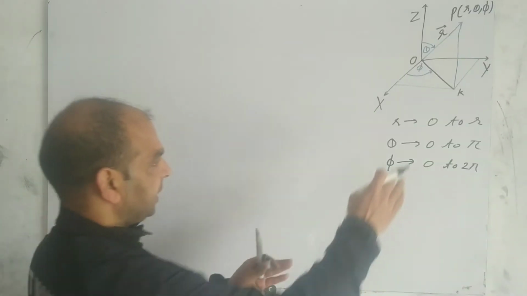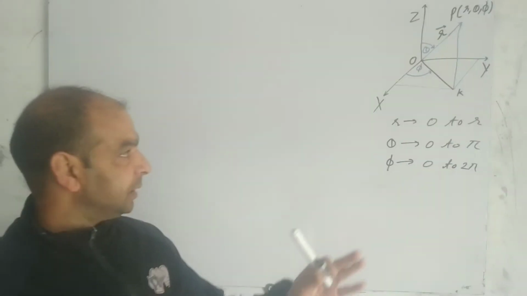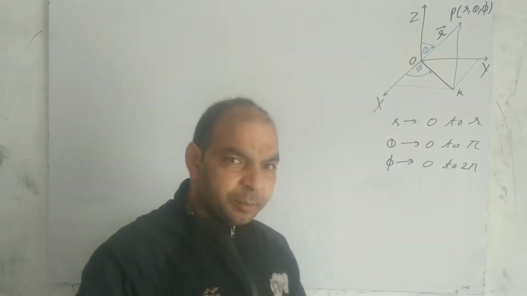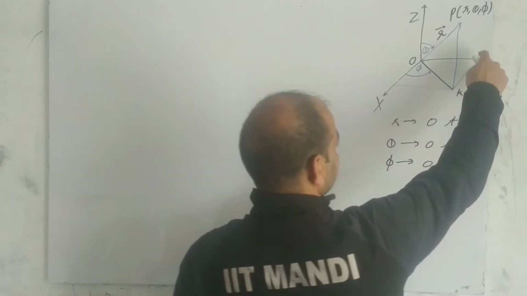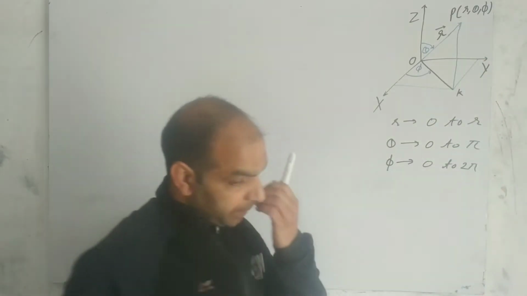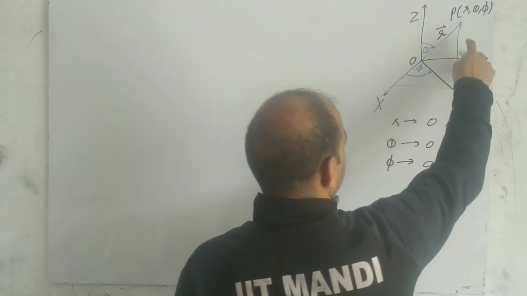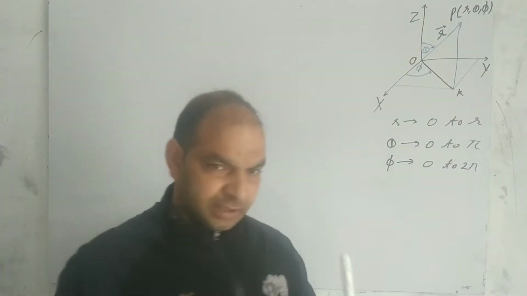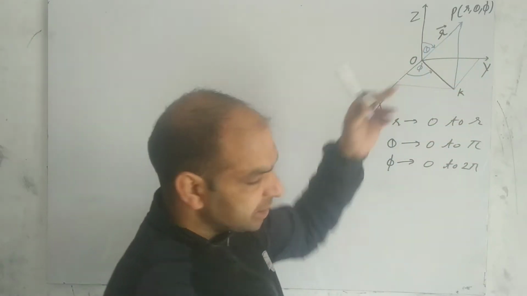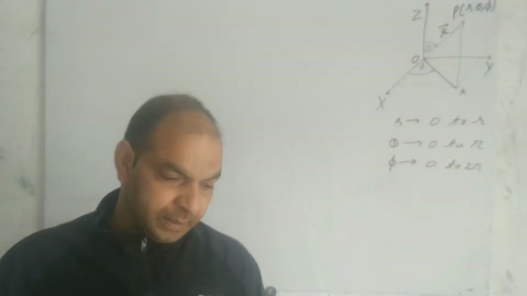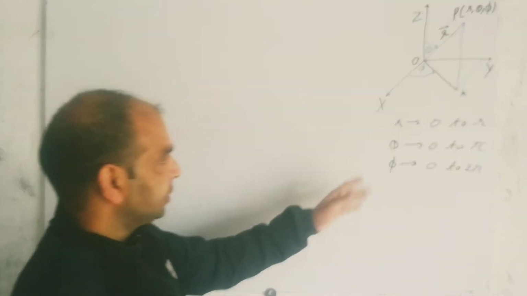Phi will be 0 when this point P is just above the x axis, and it can make a complete rotation of 360 degrees. When this point P is just above the y axis, phi is 90 degrees. When it is above the negative x axis, it is 180 degrees. Likewise, when it makes a complete rotation and reaches here again, it is 2 pi. That is how phi can change from 0 to 2 pi.